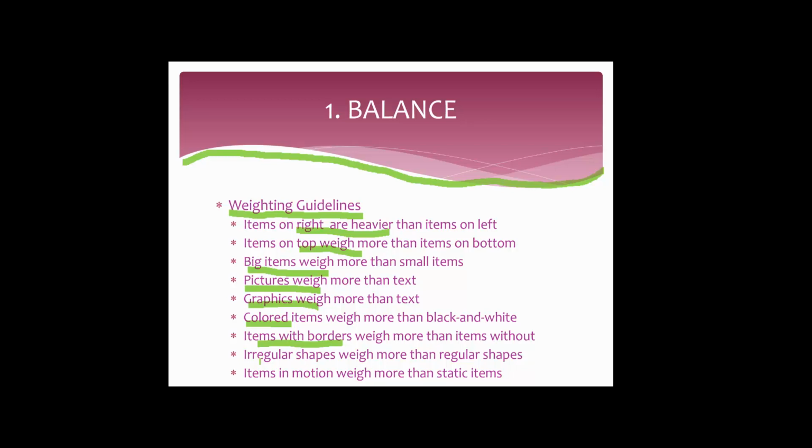Irregular shapes weigh more than regular shapes. So if you have just a circle or a square, that's one thing. But if you're going to have like this star shape, or this really weird octagon, that's going to be something different. Our eyes adjust to them differently and go to them differently. Items in motion weigh more than static items, which I think you can imagine if you've ever been to a website that's super busy or just a website that you want to read something on, but there's constantly some motion down in the corner because there's some stupid advertisement that keeps popping up.